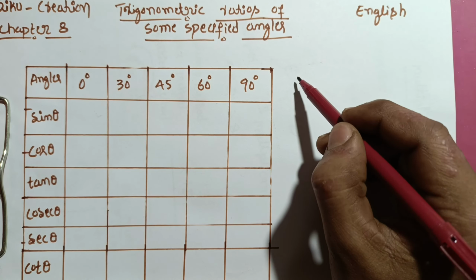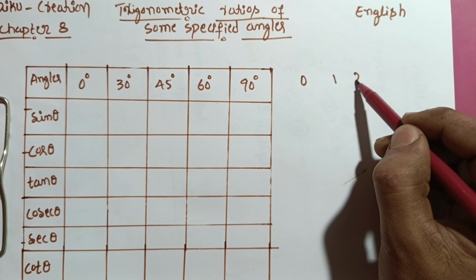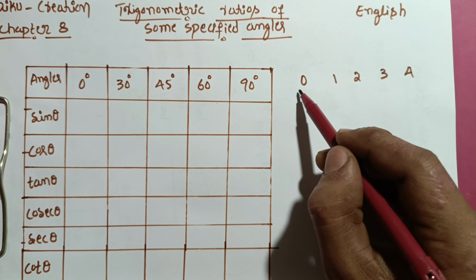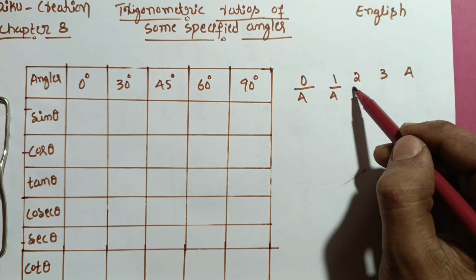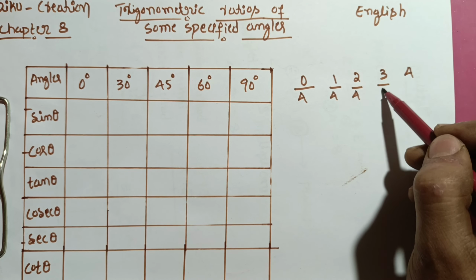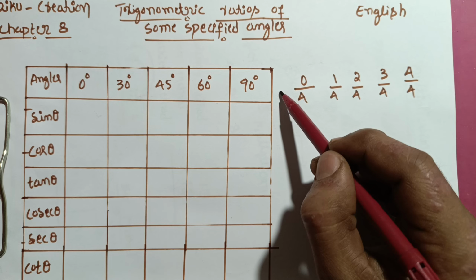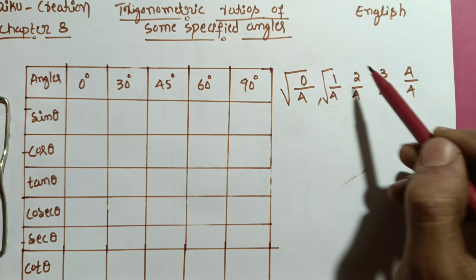Here I will write the numbers 0, 1, 2, 3 and 4. All the numbers I will divide by 4. Next, in the next step, I will take the square root of each number.